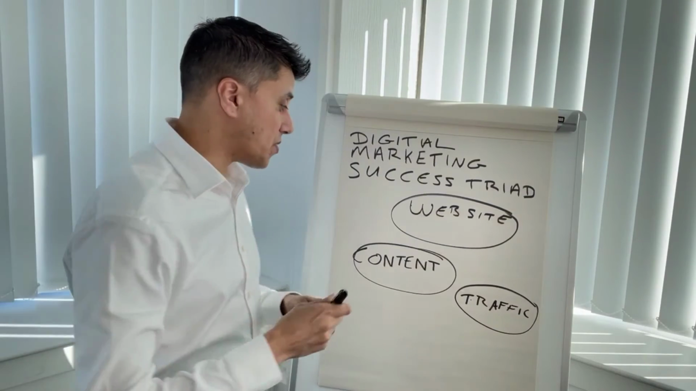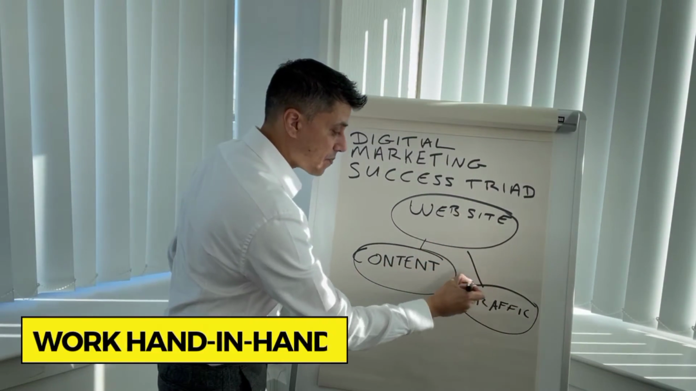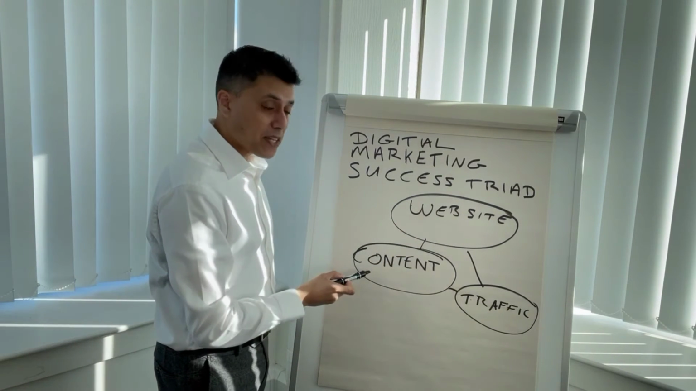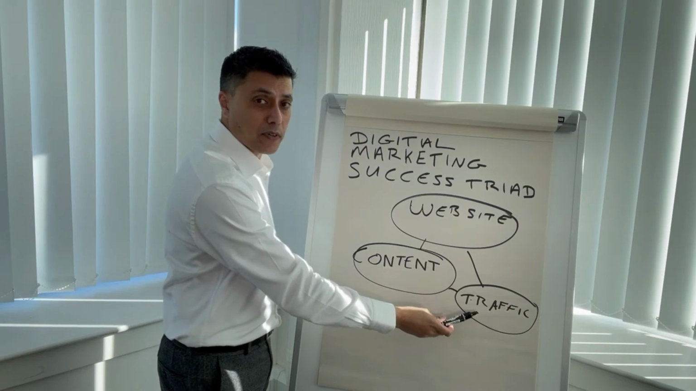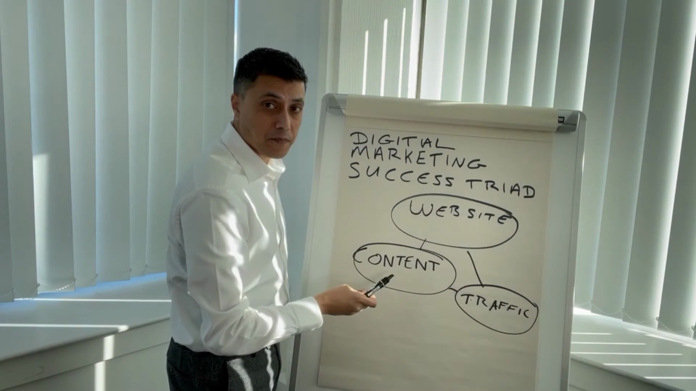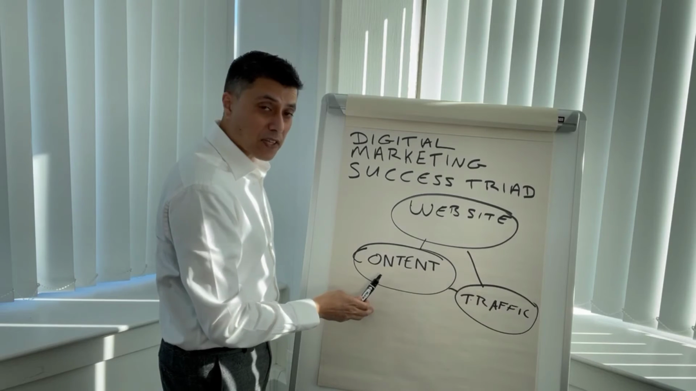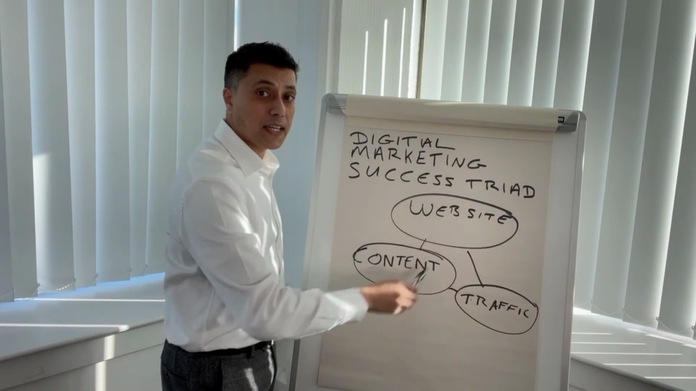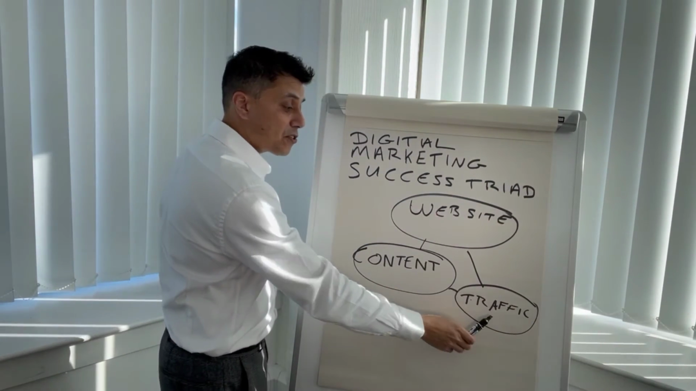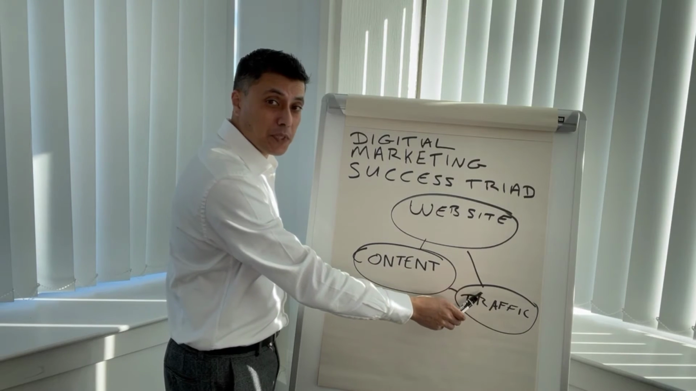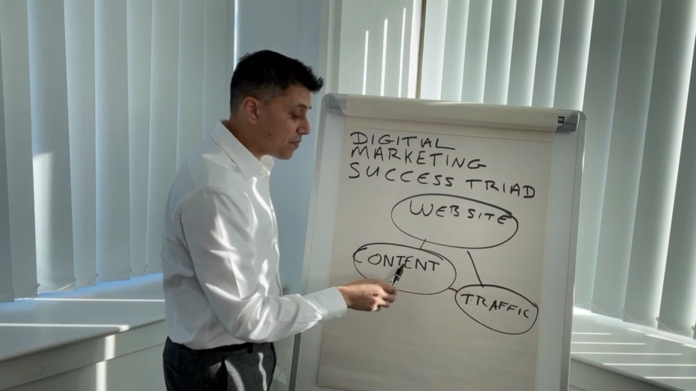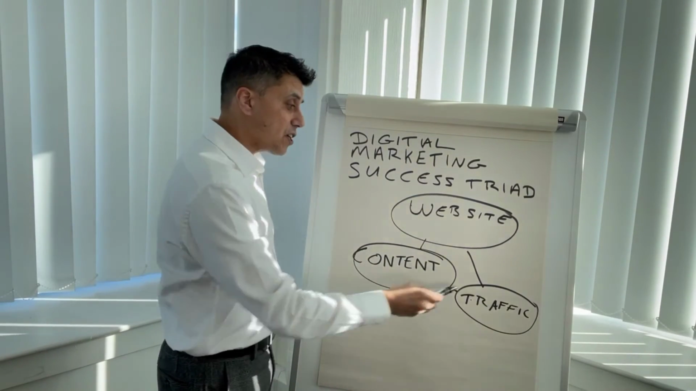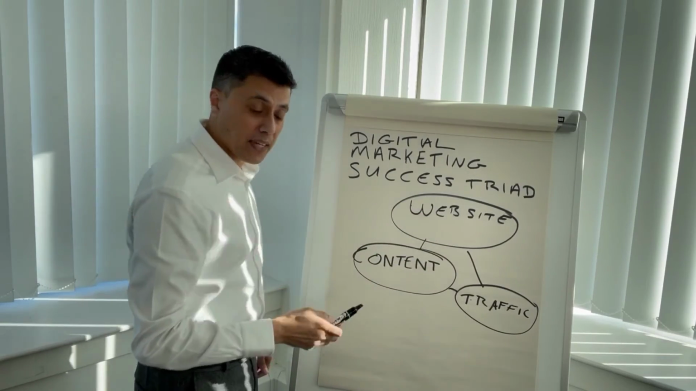Now, here's the key thing, right? These all work hand in hand. Now, what I mean by that is if you've got a great website and you've got great content, but you've got the wrong traffic, the whole lot is going to fail. Okay? Or you could have great content, you could have the right traffic, but your website's not usable. Again, the whole lot is going to fail. Or it could be that you've got brilliant traffic, you've got high intent keywords, right? You've got a great website, but you haven't described your products well enough, or your pricing is wrong. And if that's the case, your whole digital marketing campaign is going to fail.